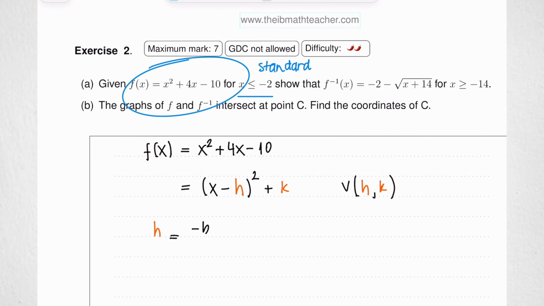h is negative b over 2a. And by the way, what I call a, b, and c, what everybody calls a, b, and c, are the coefficients of this quadratic. So a is 1, b is 4, c is negative 10. So in this case, we have negative 4 over 2 times 1, which is negative 2.